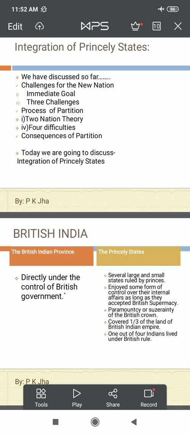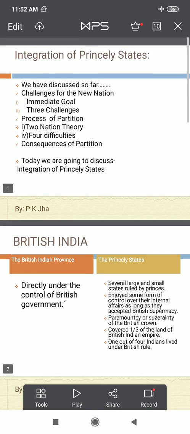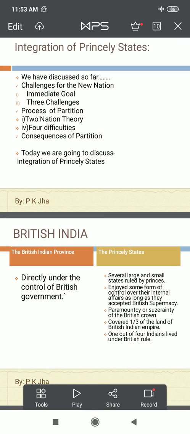In the previous stage, we discussed the challenges for the new nation. We discussed the immediate goal our country faced, and most importantly, the three challenges that had been faced by our country, children. Then we discussed the process of partition, not to forget the two nation theory, and the four main difficulties that had been faced at the time of the partition, and then the consequences of the partition. Yes, children, the worst had been the consequences of partition.